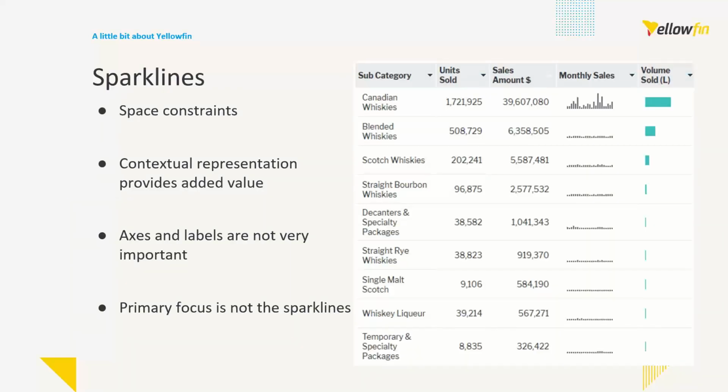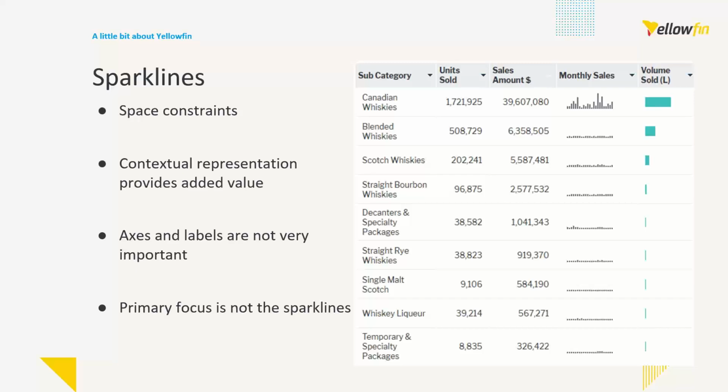Sparklines should be used under the following circumstances: when space constraints prohibit the use of a full-scale dashboard or visual representation, and when providing a contextual representation of a metric's trend enhances the viewer's interpretation of the information. In this example screenshot, one can immediately infer the presence of seasonality within the subcategory Canadian whiskies.